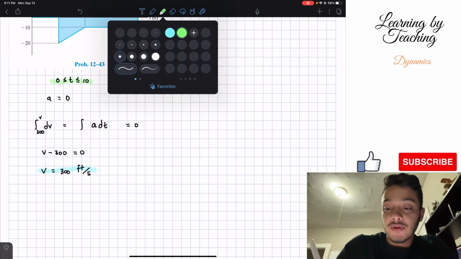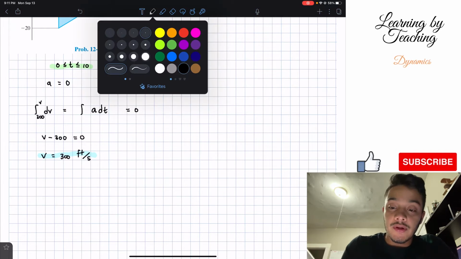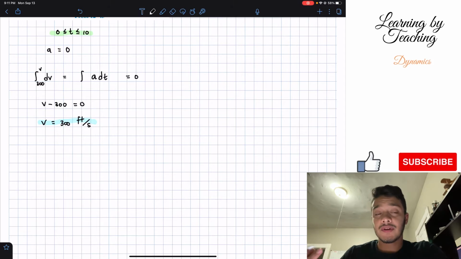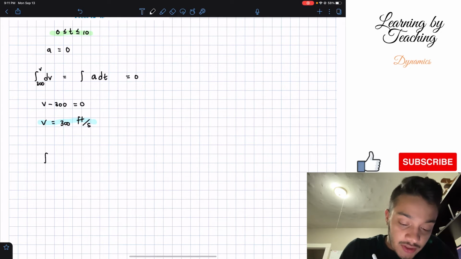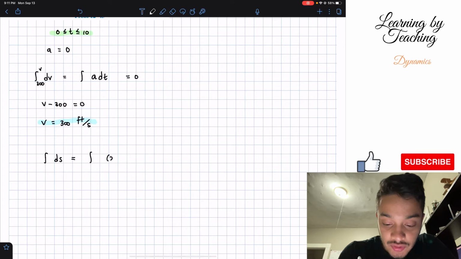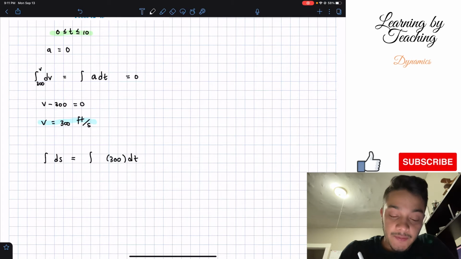This is our first equation, and we're going to mark this as our first time interval. Our time intervals we're going to mark with green, and our important equations with blue. After finding our velocity, what we can find is our displacement. As we said before, the integral of our change in position has to be equal to the integral of our velocity, which is 300, multiplied by our change in time.